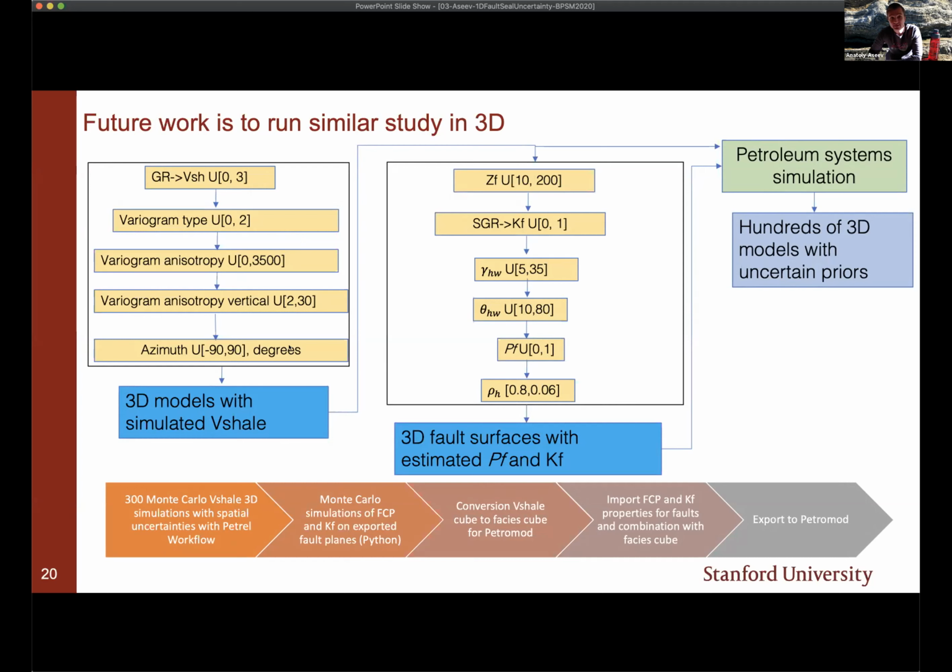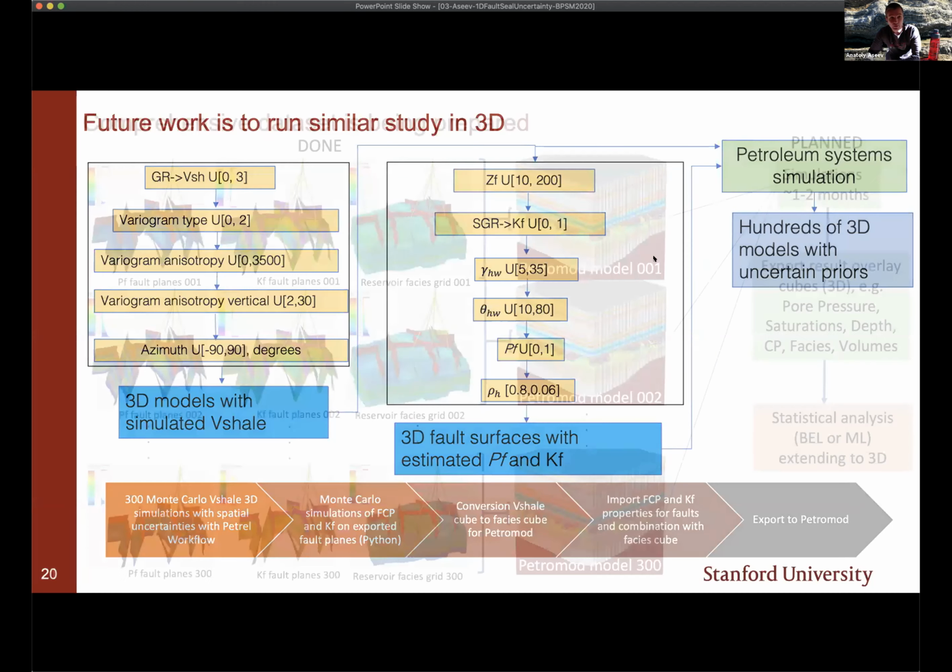We already did it in Petrel. And then we're exporting our faults and running the same Monte Carlo with the same parameters that you saw before on the fault plane, on the fault surfaces. Then we combine all of that and convert the shale to PetroMod facies and export everything in PetroMod. So it's looking like that.